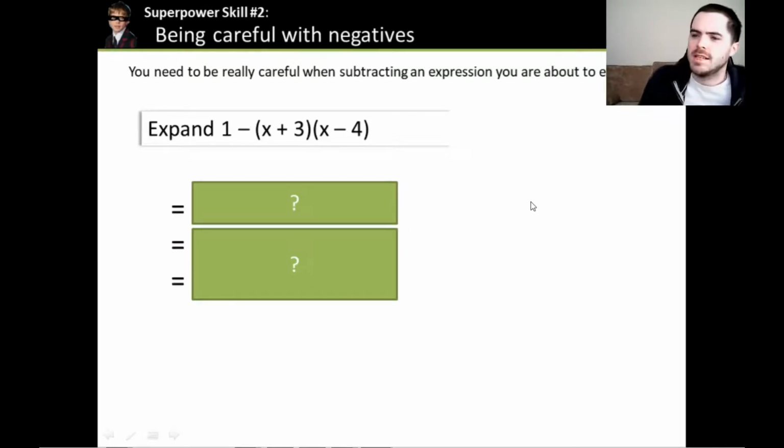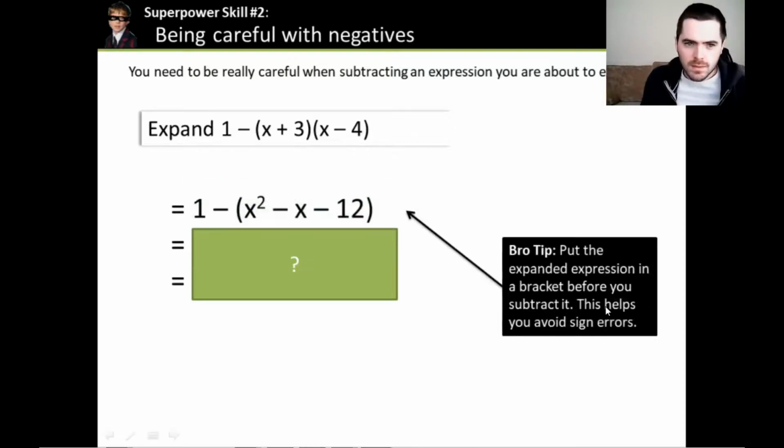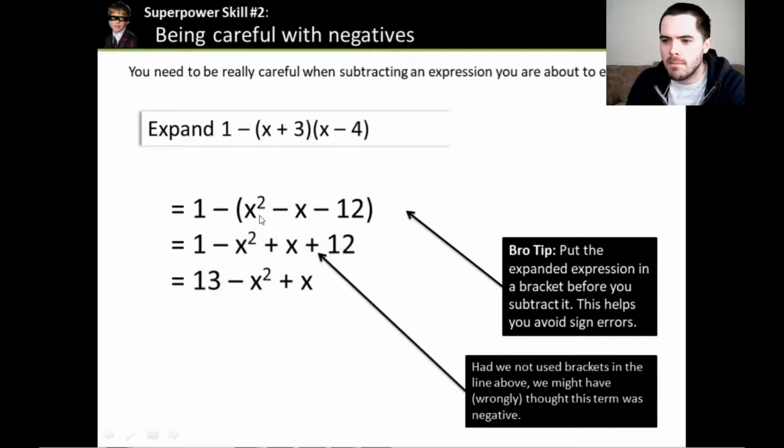What about something like dealing with negatives? 1 take away (x + 3)(x − 4). Think about BIDMAS, you already know this. Let's do the multiplication first. And if you do the multiplication first, you end up with 1 take away (x² − x − 12). And what you have to bear in mind from the trick that we did in expanding single brackets is that these negatives are going to turn into positives, and the positives are going to turn into negatives. So this becomes 1 − x² + x, so that minus x has turned into a plus x, and this minus 12 turns into a plus 12.